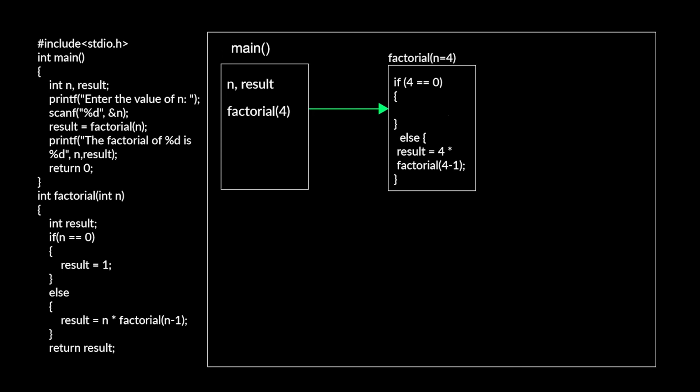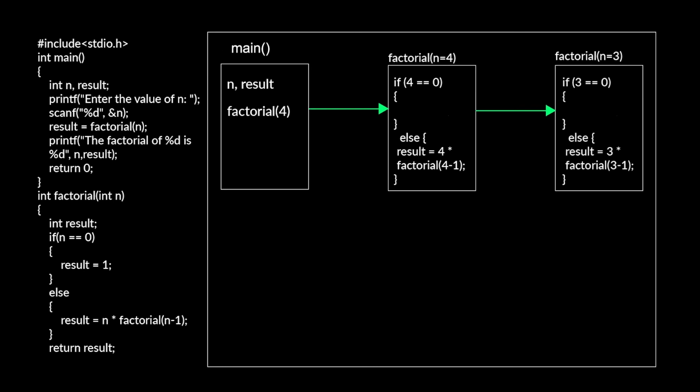So the if block will not execute, control goes to the else block. In the else block, n into factorial of n minus 1 executes. So 4 into factorial of n minus 1, that is 3. Now to multiply this expression, first we have to know the value of factorial 3. So one new method space will be created for factorial n equal to 3.